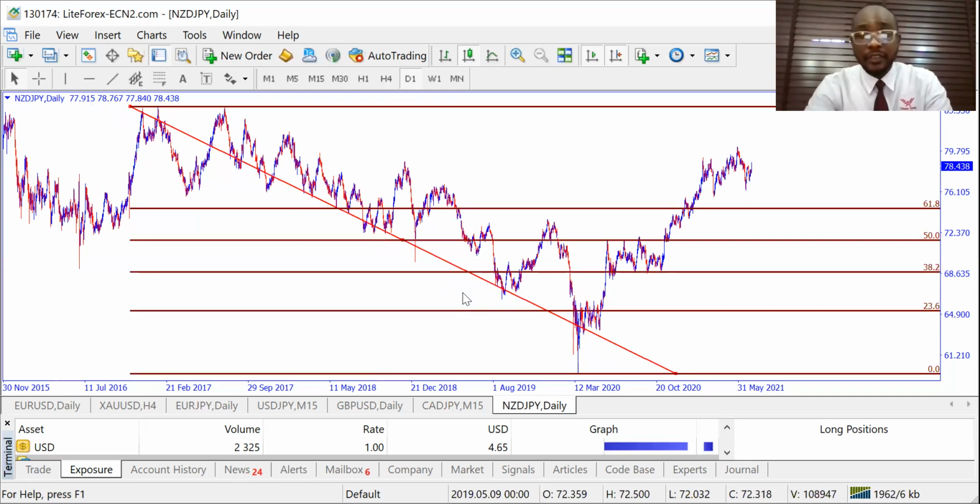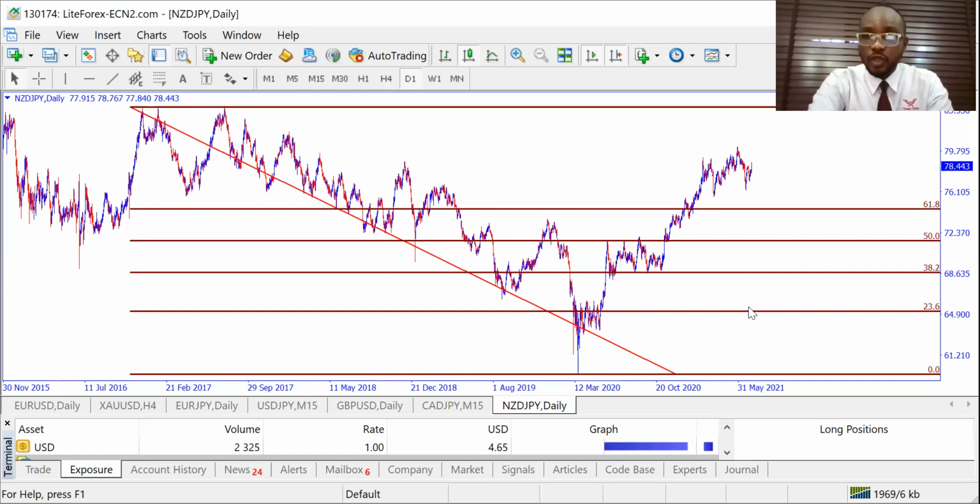Now, how did I bring it back? I just used my Ctrl Z and it came back. Now, this tool shows you where the market gets to and goes back. Look at this. Since the market started from here and is moving upwards, anytime it gets to your 23.6, 38.2, or your 50%, 61.8, and so on and so forth, the market always shows a retracement.